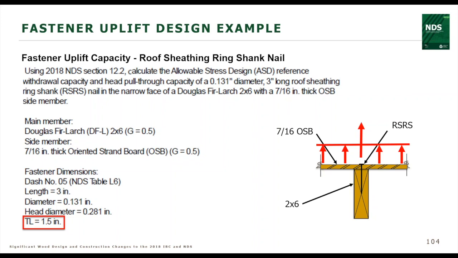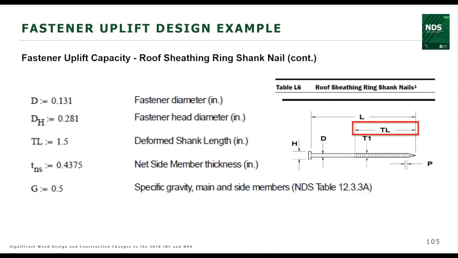The dimensions of the fastener are listed in NDS Table L6. One thing that I do want to point out to folks is this TL value, or thread length, equal to 1.5 inch. So the actual length of the nail is 3 inches, but the deformed shank length, or the threaded length, is 1.5. So here are the rest of the inputs for our equation. I ran this calculation in MathCAD, so some of the more astute of you might notice the little colon next to the equal sign. That's just MathCAD formatting.